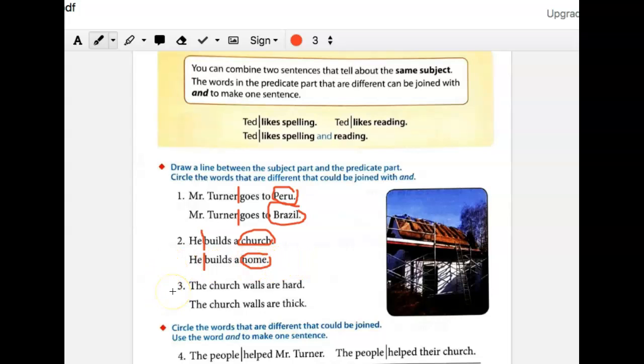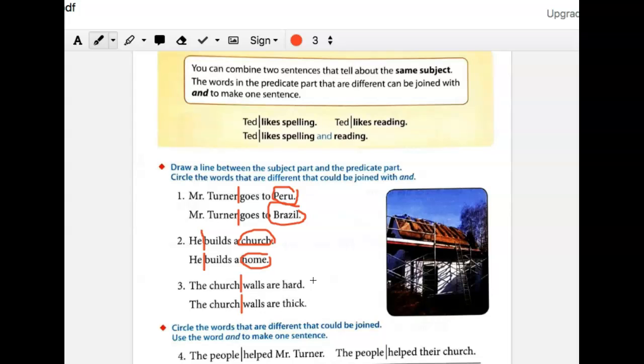Number 3. The church walls are hard. The church walls are thick. Where should we draw the line? The sentences are about the church, so we can draw the line right here after church. That means walls are hard, walls are thick are the predicate parts.